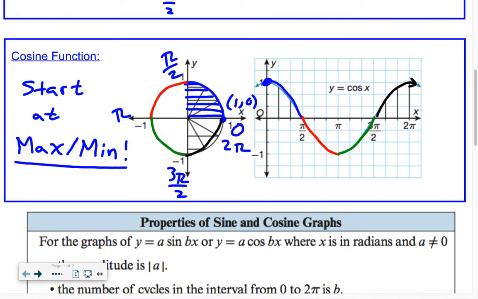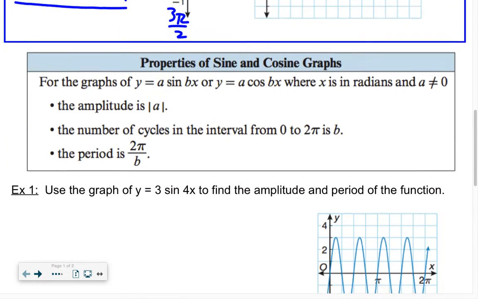And there is the result of the cosine function. Beautiful, correct? Biggest things you want to take away from this is the sine is the y, the cosine is the x. Sine starts at the origin, cosine starts at your min or max. Let's keep going.